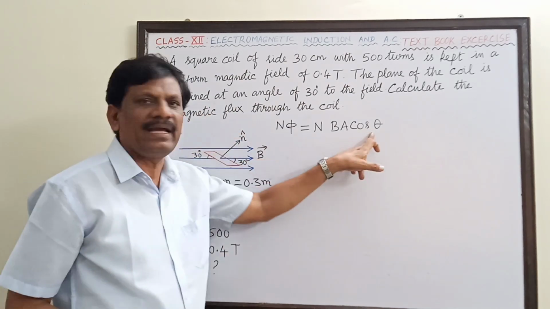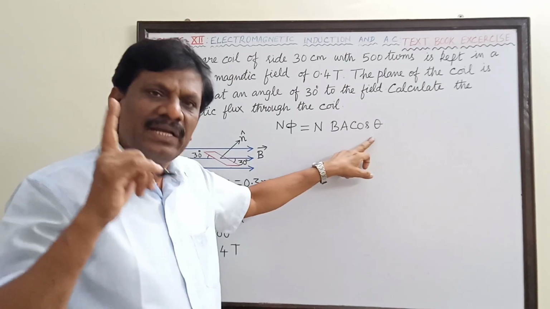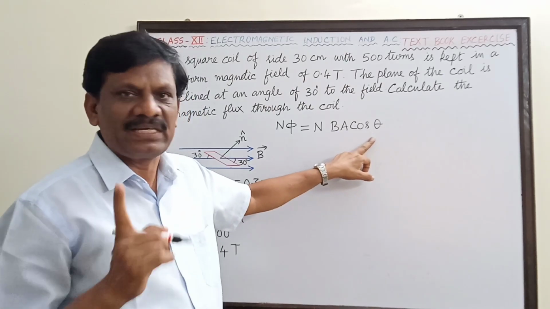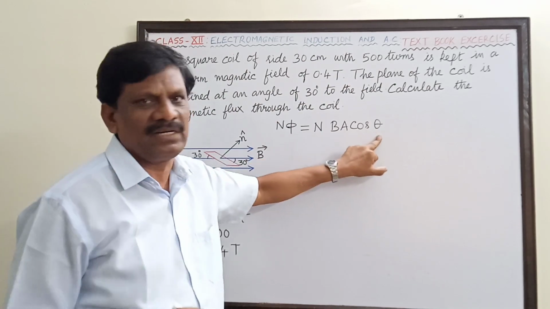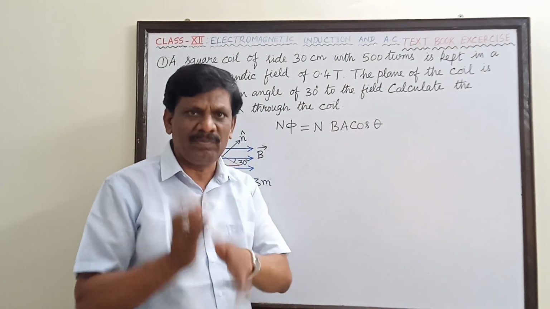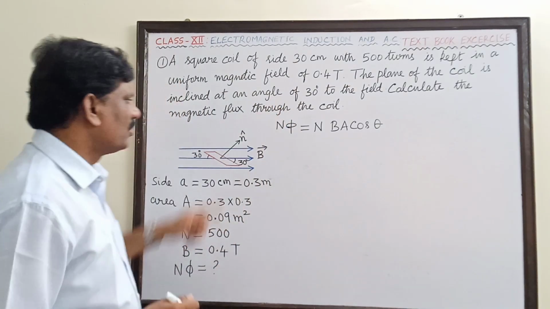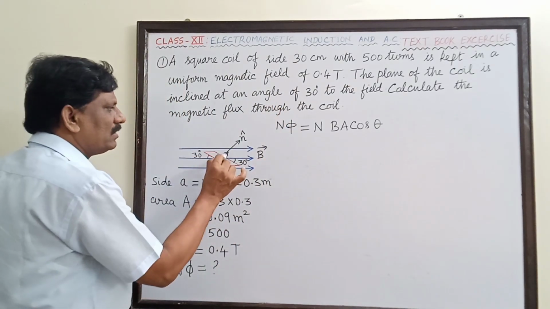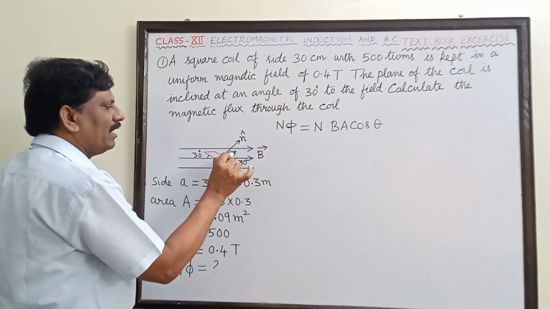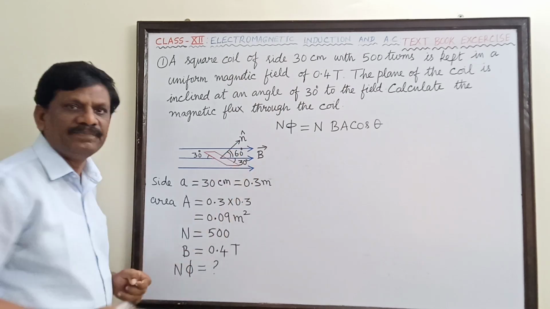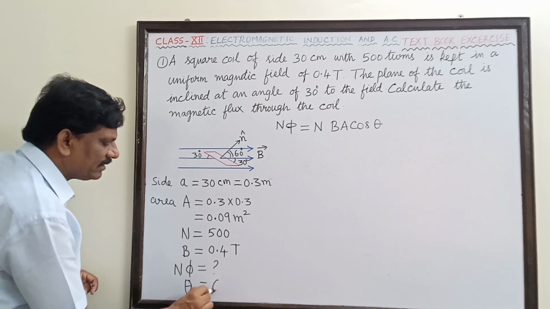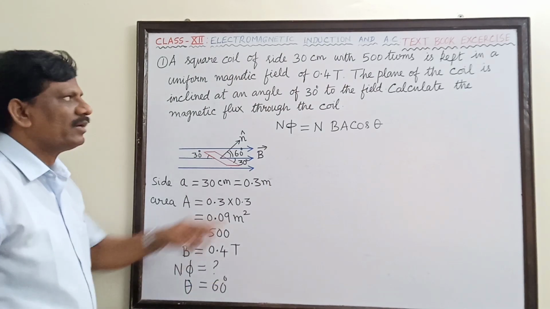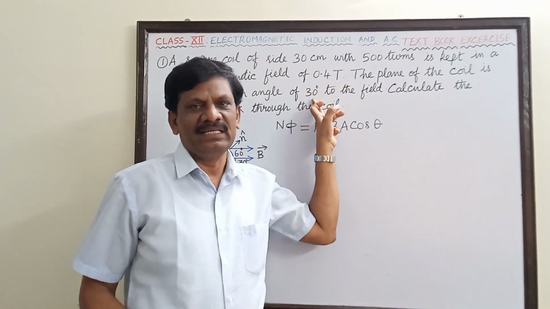Here theta is the angle made by the normal vector, the area vector. It is not the angle made by the plane of the coil. It is the angle made by the normal to the plane of the coil with the magnetic field. So this remaining angle is 60 degree. So here theta is given as what? 60 degree.